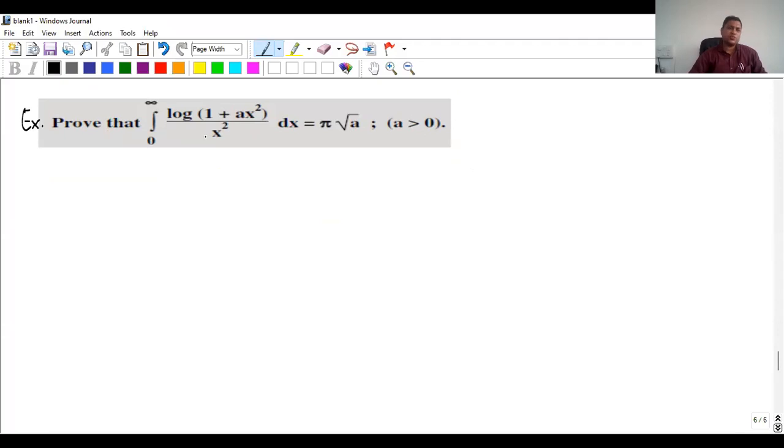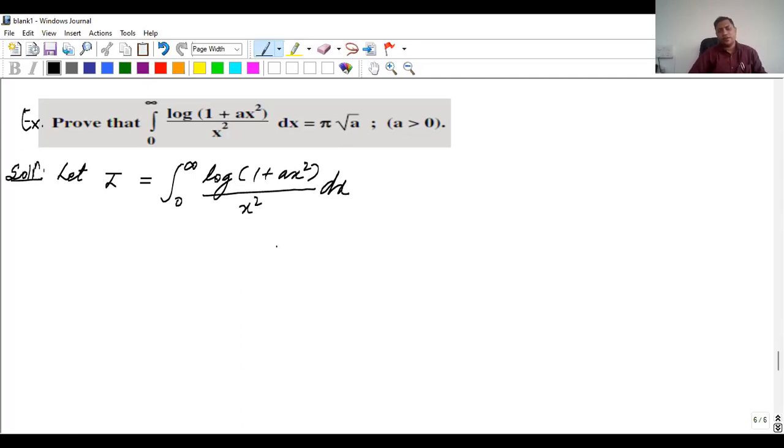So here the question is prove that the integral 0 to infinity log of 1 plus a x square upon x square dx is equal to pi root a, when a is greater than 0. Let us try to solve this example. We have I is equal to integral 0 to infinity log of 1 plus a x square upon x square dx. What is the variable of integration? X, sir. What is the parameter? A. Correct. So a is going to be the parameter, x is going to be the variable.